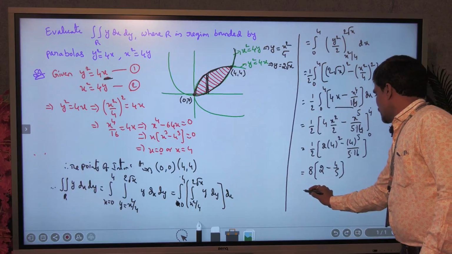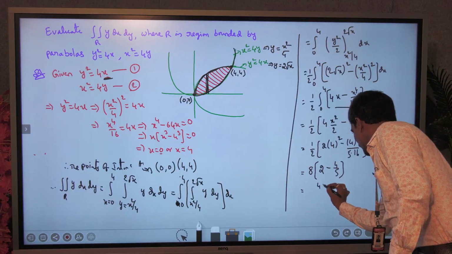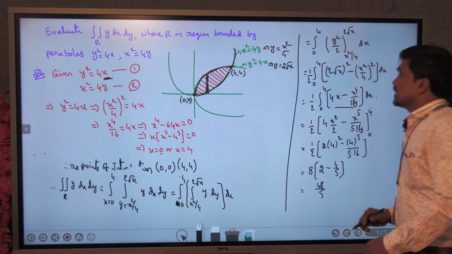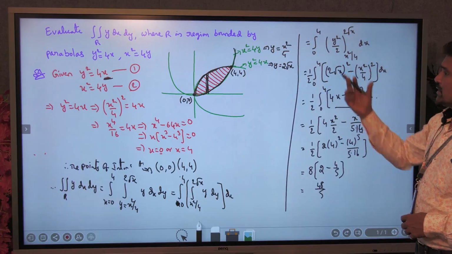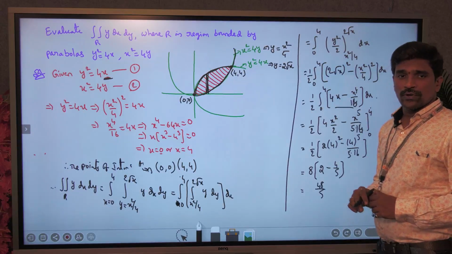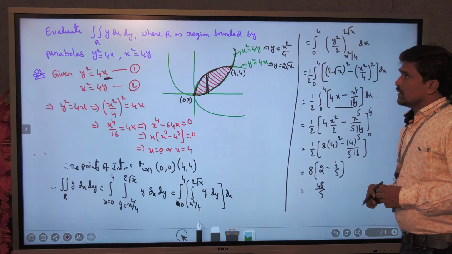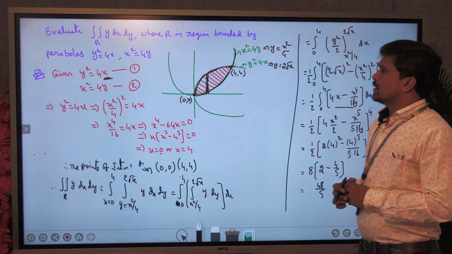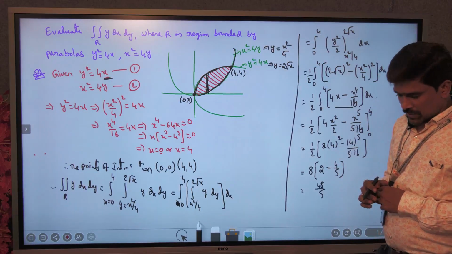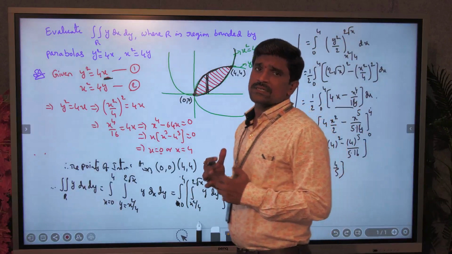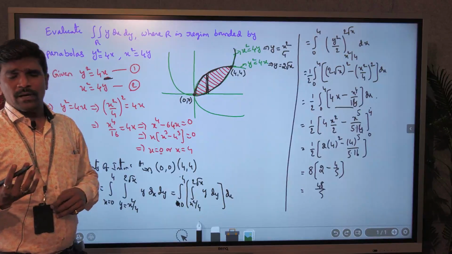Then take the LCM: 10 minus 4 is 6, so 8 sixes are 48 by 5. So this is the value of the given integral bounded by the parabolas y square is equal to 4x and x square is equal to 4y, right? These are the problems on double integration in Cartesian form. In the next class we will discuss double integration in polar form, right?